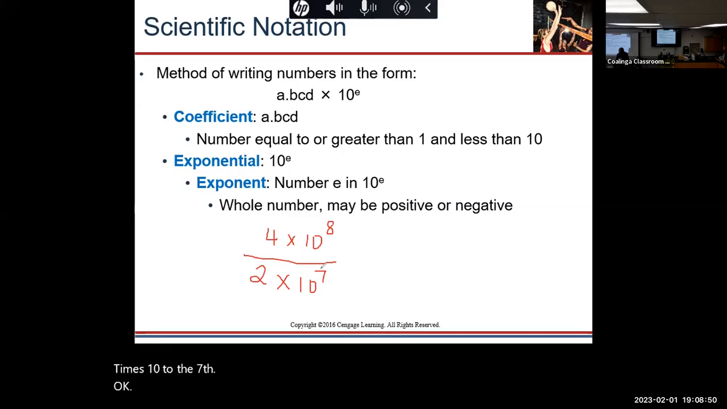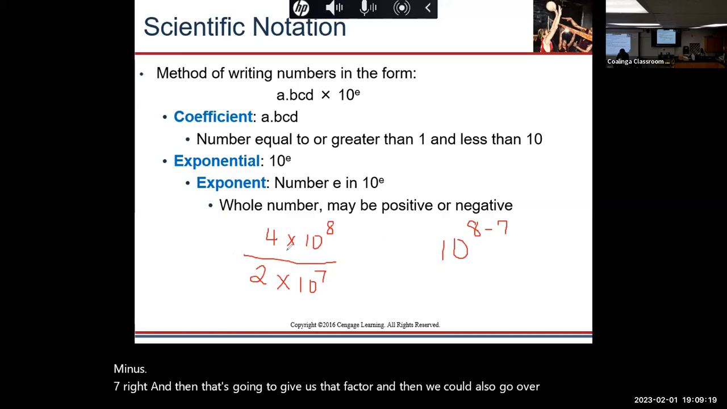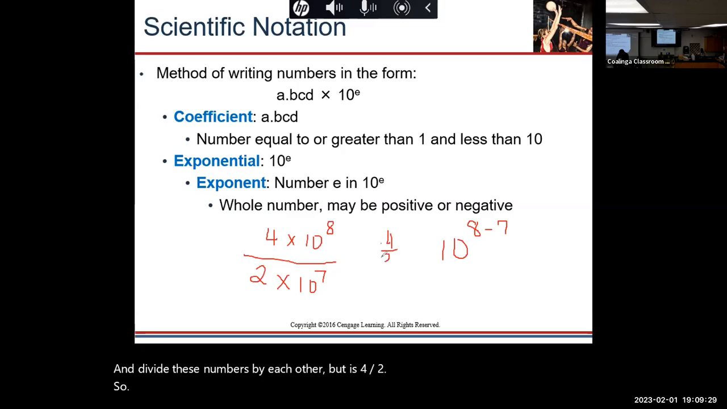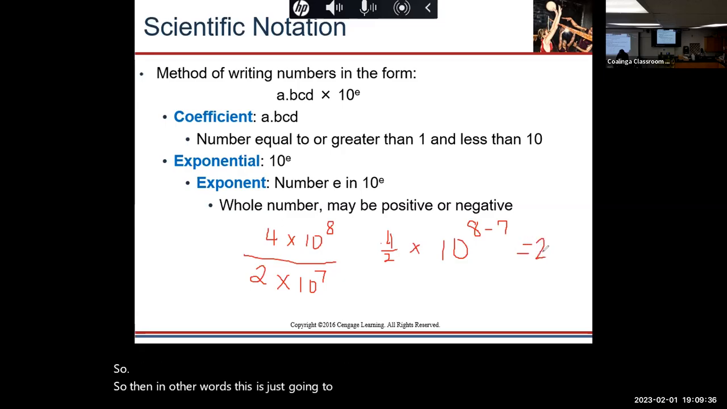Okay. So if we do this, that base is a factor of 10. So we know that we can go 10 to the 8 minus 7, and that's going to give us that factor. And then we can also divide these numbers by each other. What is 4 divided by 2? Okay, so in other words, this is just going to equal 2 times 10 to the 1.